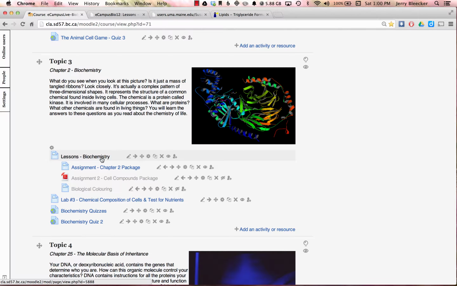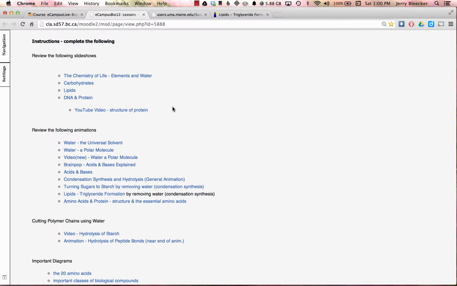Let's get to it. Click on biochemistry lessons there, which will bring you to this screen. And the material for lipids is here. The animation that will be really important is this one called triglyceride formation of lipids by removing water. Now, it's an interesting trick. We've already seen that by removing water, we can build things up, which we call condensation synthesis. Now, if we reintroduce water, we can break things down, which we call hydrolysis. The good news is you already saw that in the previous chapter when we were studying carbohydrates and monosaccharides, disaccharides, things like that. So you've already seen it. Let's go. Let's see what we've got. All right. And away we go.